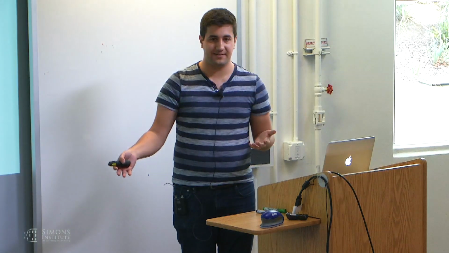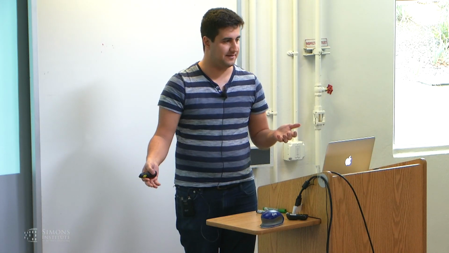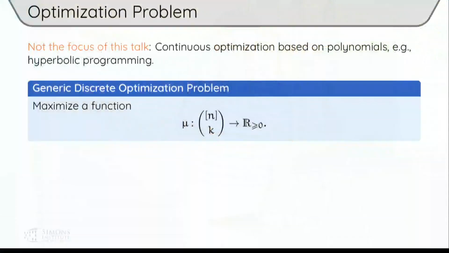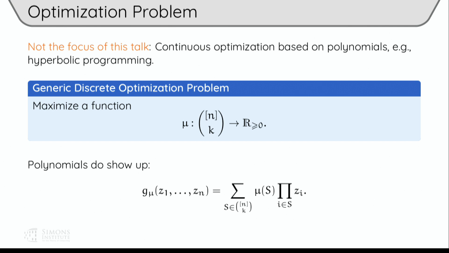A lot of the talks in this workshop are about continuous optimization problems and using hyperbolic polynomials to solve that. This is not one of them. Instead, we are going to solve discrete optimization problems, things of this form. You have a function on subsets of size k of n elements, and you want to maximize this function. This is a very generic one. But polynomials are going to show up: you should think of this function as encoding the coefficients of a polynomial, and we are going to use this polynomial and its properties to do this discrete optimization problem.